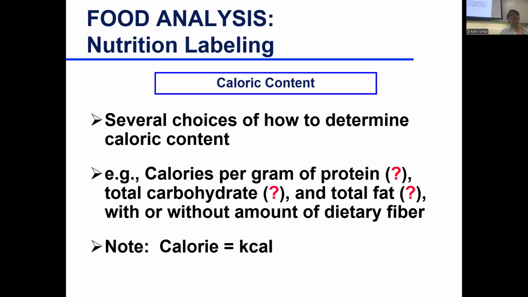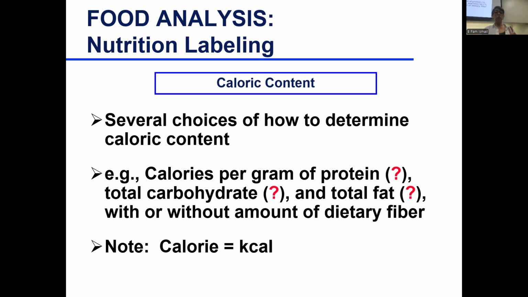We calculate calories from carbs and calculate calories. It's not for drinking. Don't get too excited. You were so happy the minute I said we're going to do beer in lab.